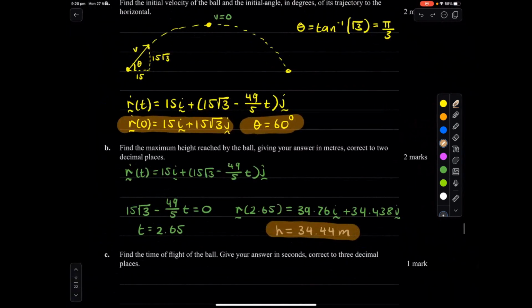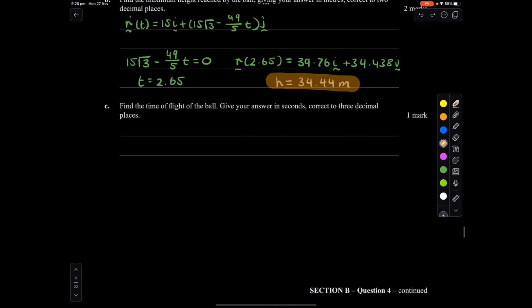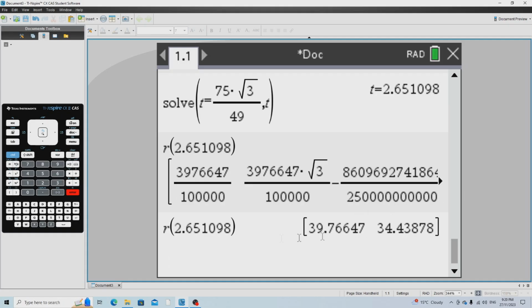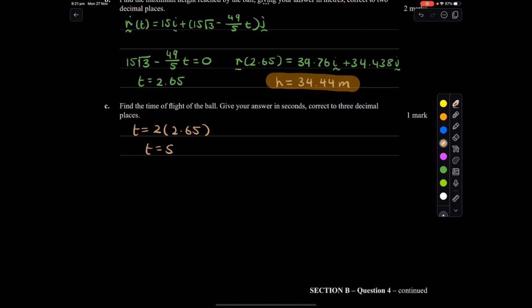Yeah, so most of the physics students would know this because if you do projectile motion, pretty much, yeah. So the time it takes is just going to be 2 times 2.65. So hence t is equal to what? To correct to 3 decimal places, 2 times this gives us 5.3, to 3 decimal places, 0.2 seconds. That's it.